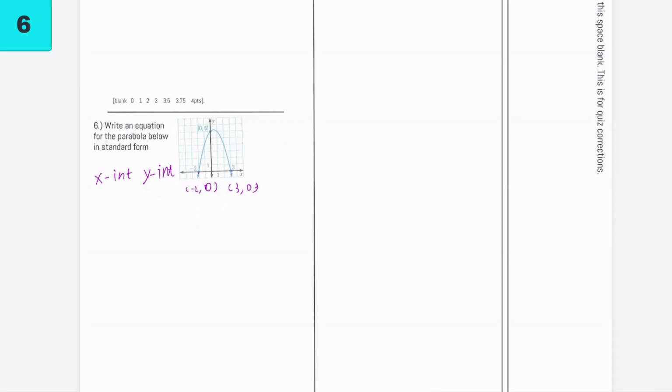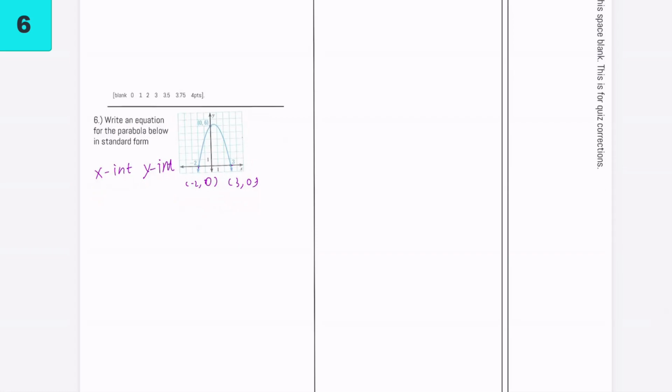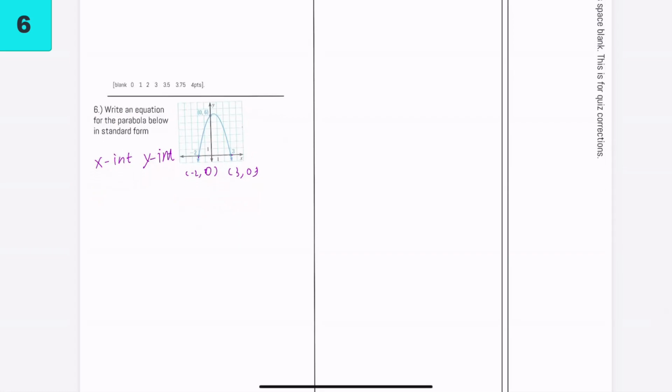In this case, of course, you can try to use standard form, but we want to use factored form first. If we use factored form first, we can use these x-intercepts directly, right? So y is equal to a times (x + 2) times (x - 3). And then we just need to put the y-intercept into this equation.